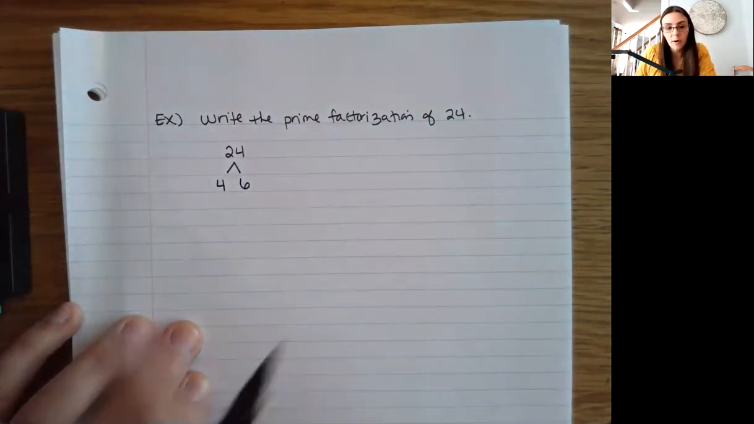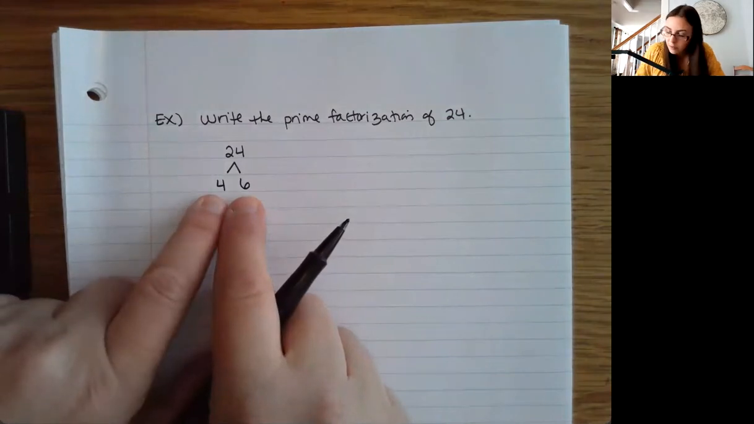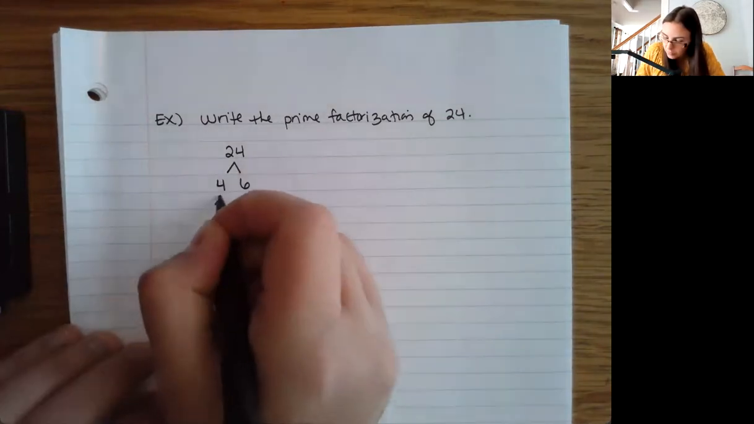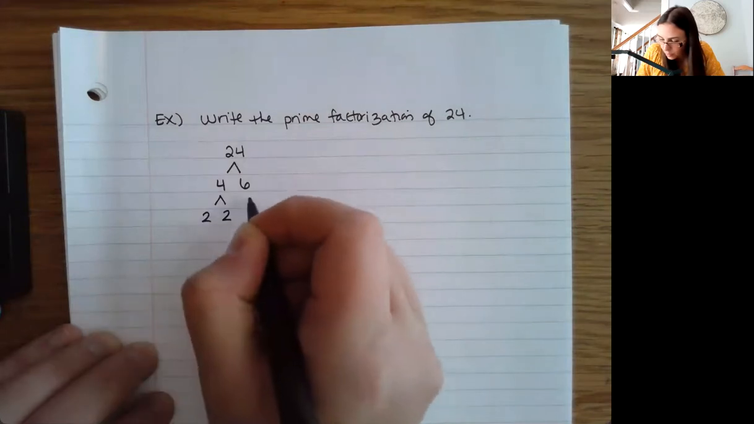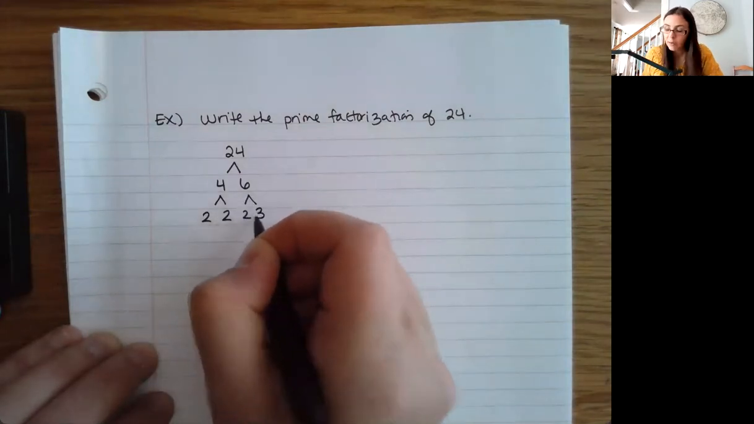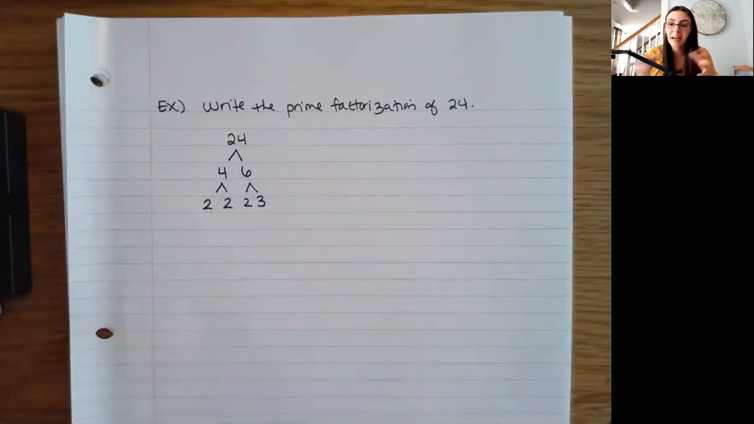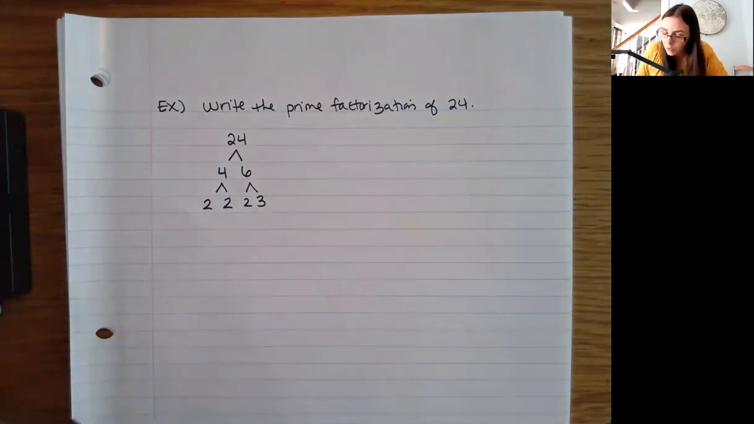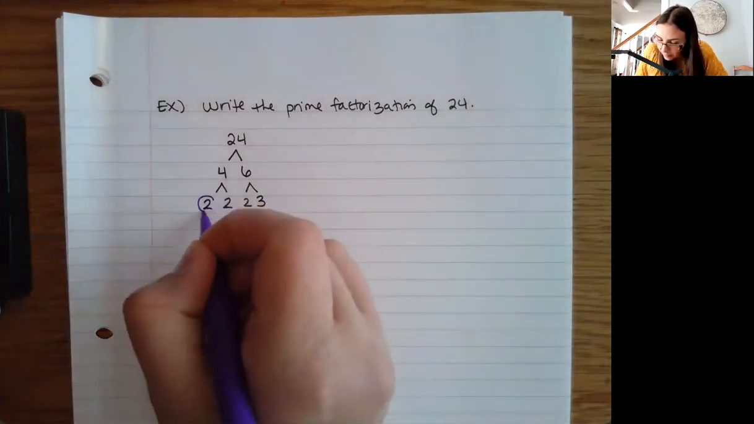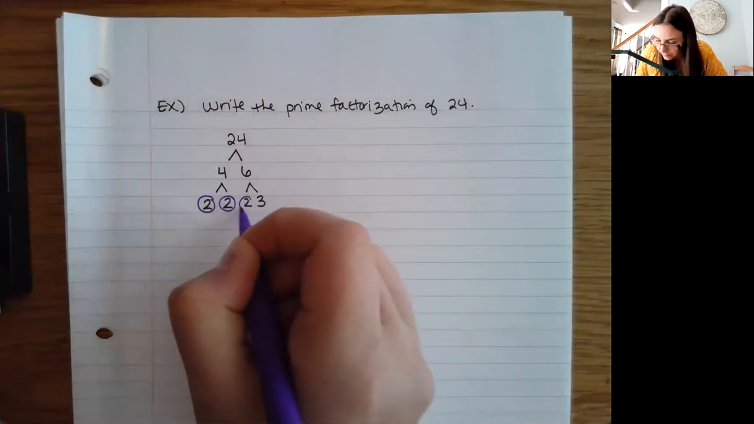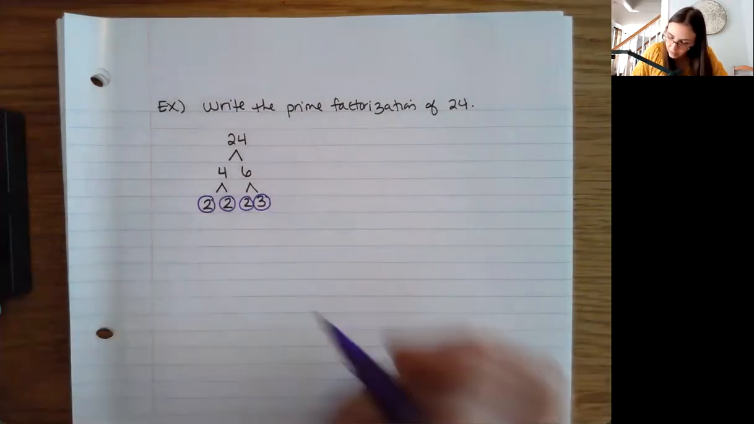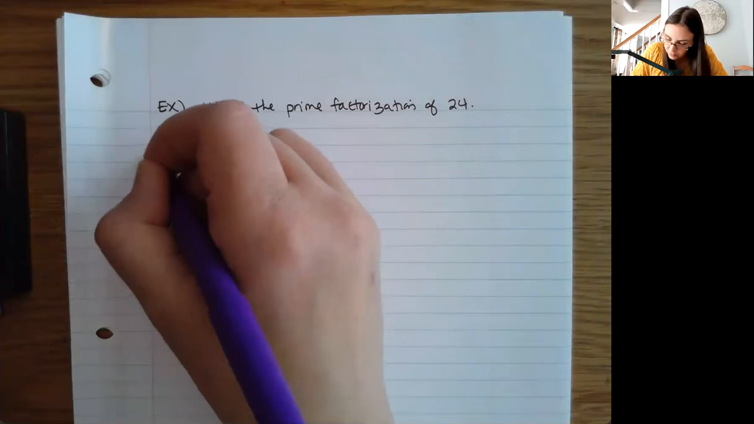And then you're going to take that 4 and the 6, and you're going to break it down again. So 4 is 2 times 2, and 6 is 2 times 3. Now, 2 and 3 are prime numbers. I cannot break them down any further. So these are my ending values on the tree. So this is, you can call it, a factorization tree.